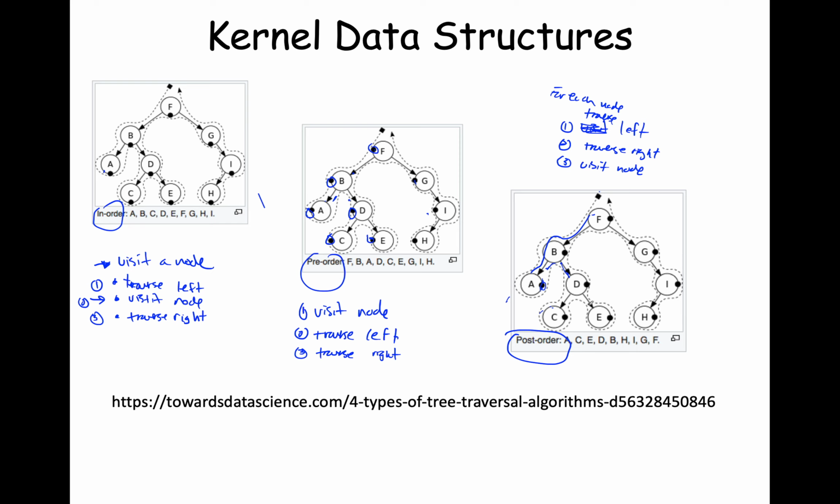We come back up. We traverse the right, left, E. So A, C, E, D, and then B. So A, C, E, D, B, H, I, G, I. And so here we get a different ordering. This first ordering is so-called in order. The second ordering is called pre-order. You visit the node first, and this third ordering is called post-order, where for each node you visit that node's data last, after traversing the left child and the right child.